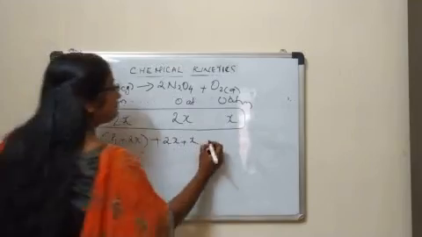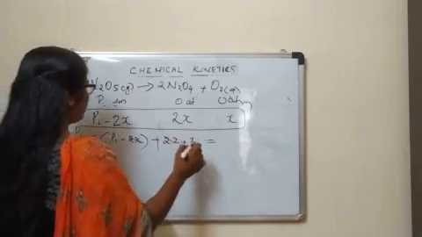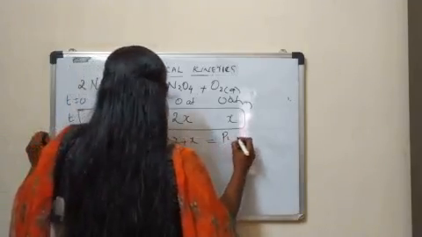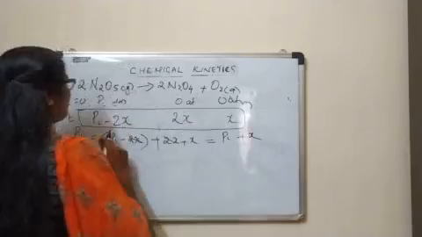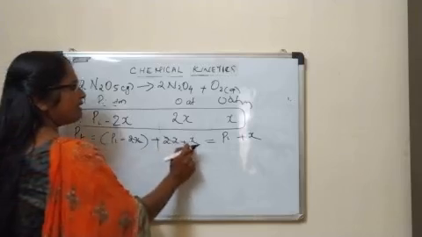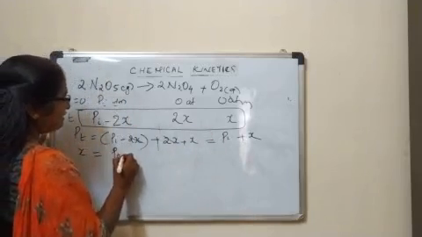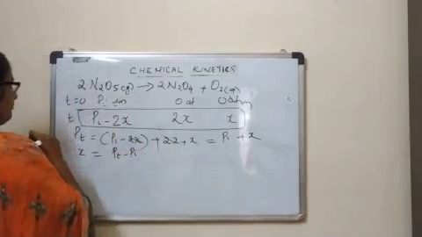So by simplifying this equation, Pi minus 2x plus 2x plus x, the minus 2x and plus 2x will cancel out, and then the equation becomes Pi plus x. Or we can see that x is equal to Pt minus Pi.